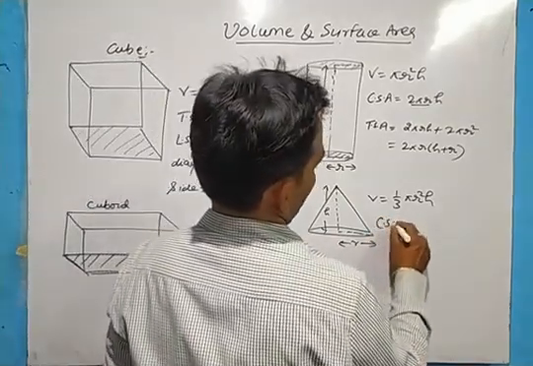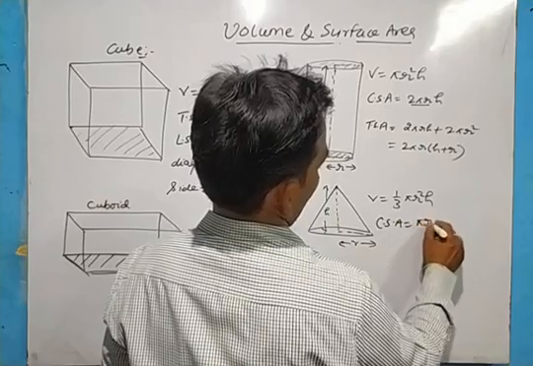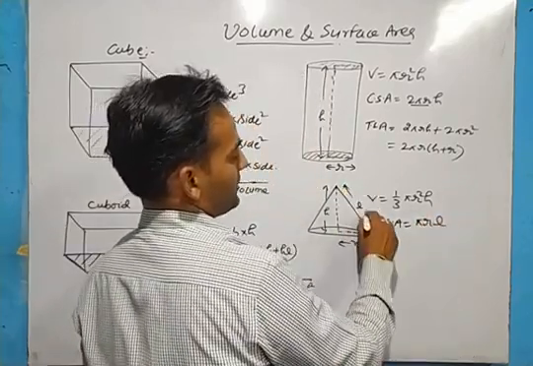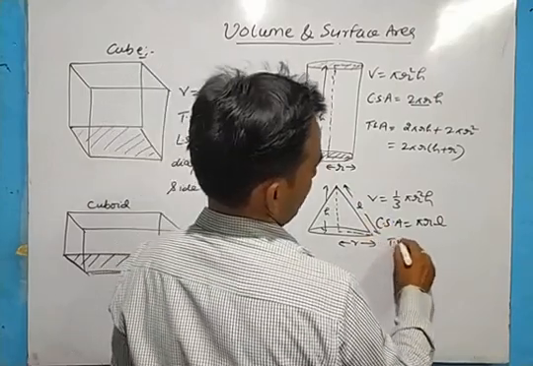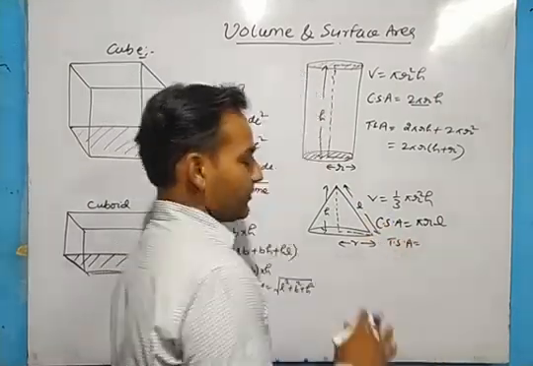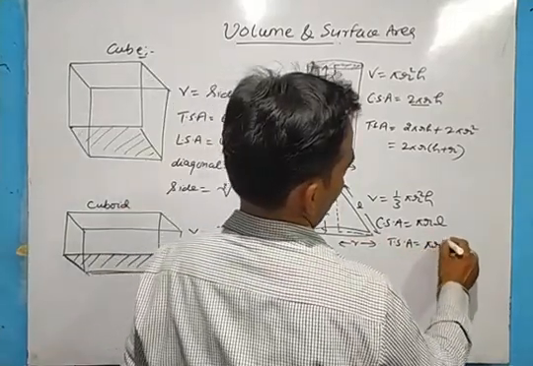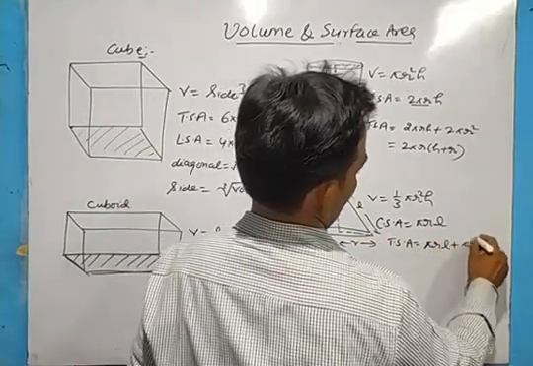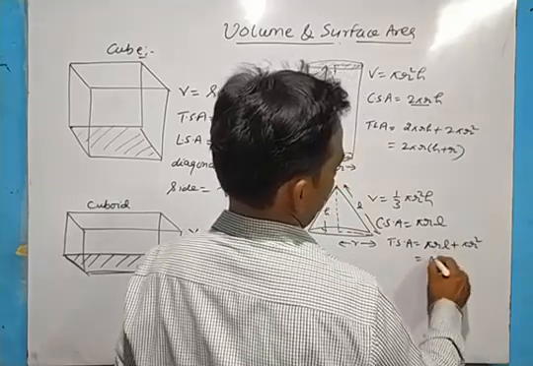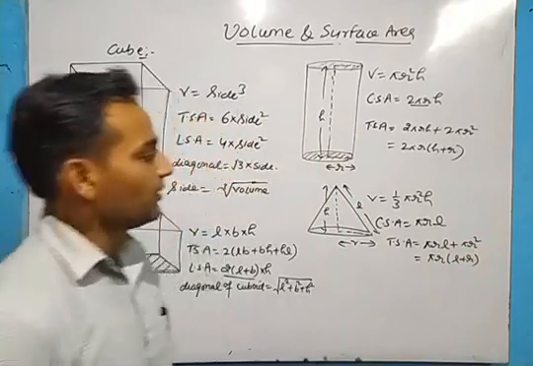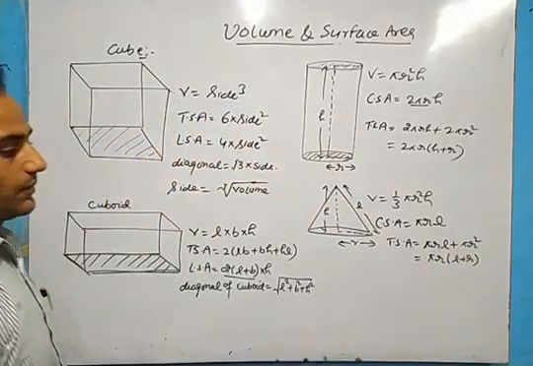Curved surface area, pi r L, where L is what? This is L. L is called slant height. Total surface area means curved surface area plus area of base, that is pi r L plus pi r square. So pi r in bracket L plus r. This is the formula for total surface area.